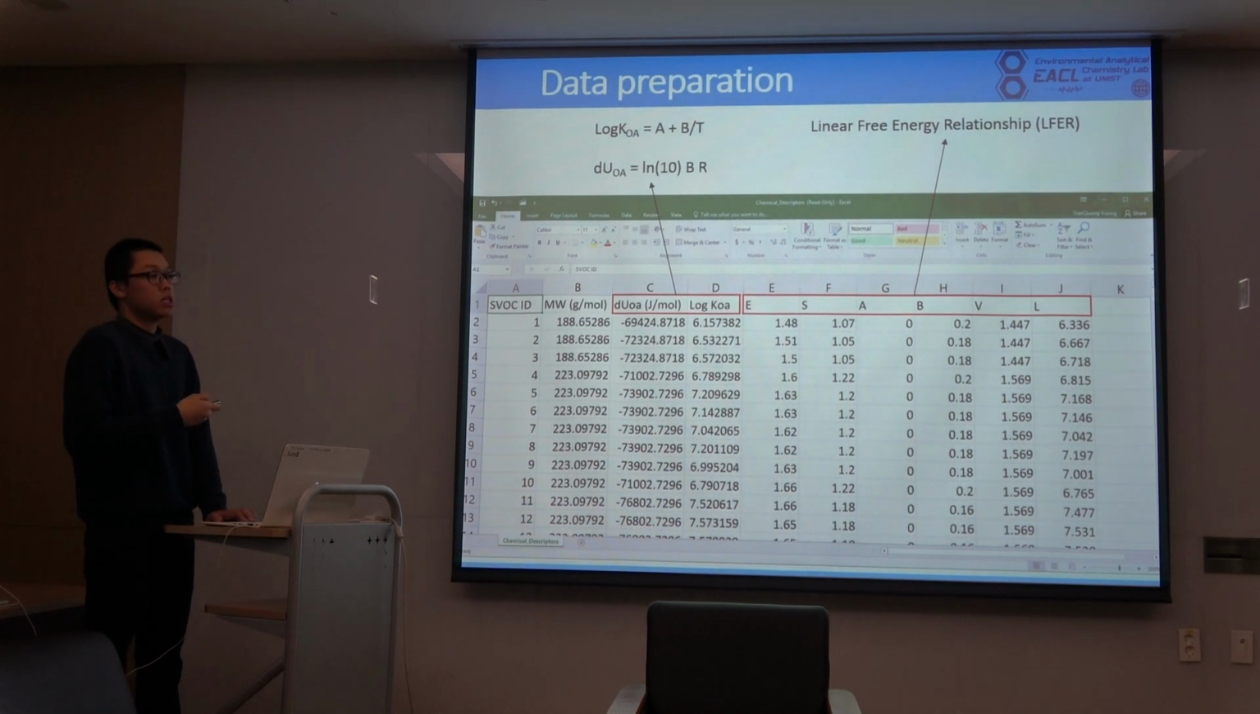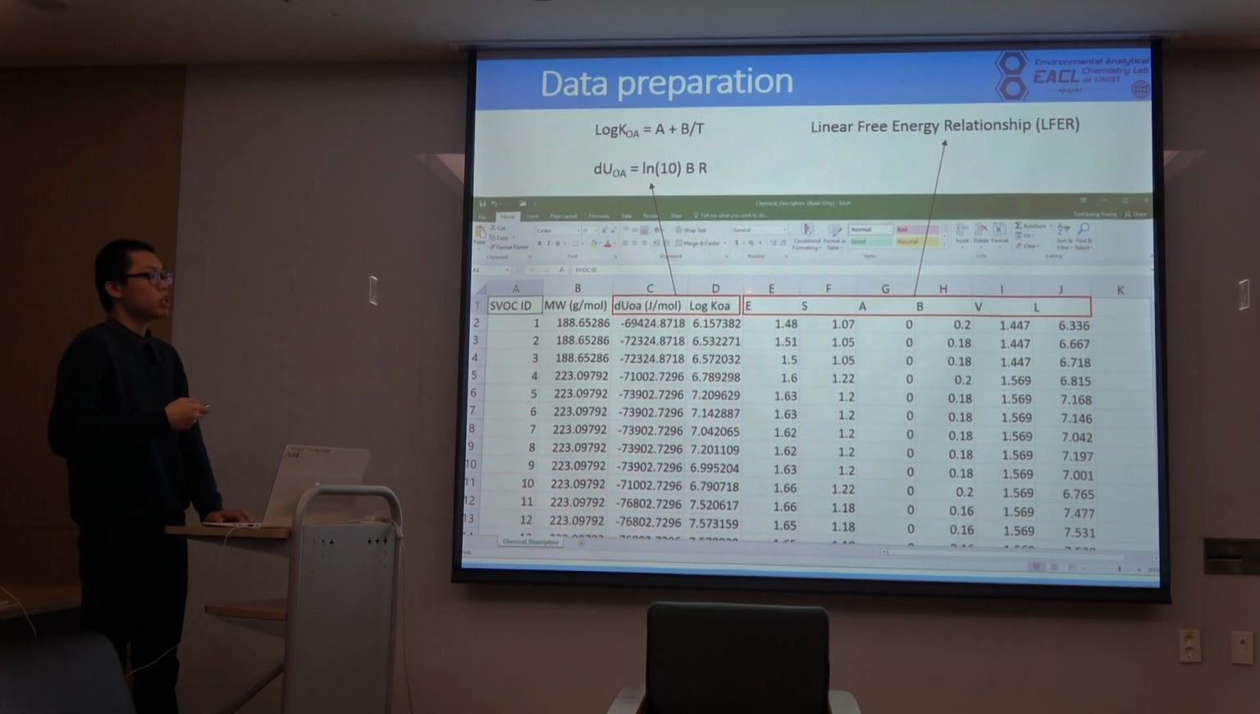The second input data is about the chemical descriptors. As I said before, in this table the first column is the compound. We don't use the name of the compound here, just put the number 1, 2, 3, 4, 5, and the molecular weight. These two boxes show two different approaches. The first one, you can provide the log KOA value, the octanol-air partitioning coefficient. And the second approach is to provide the linear free energy relationship.